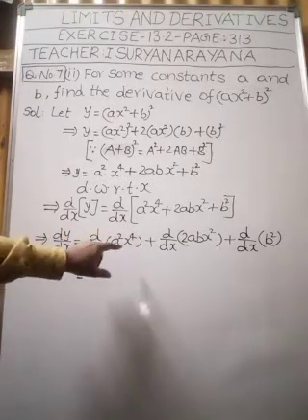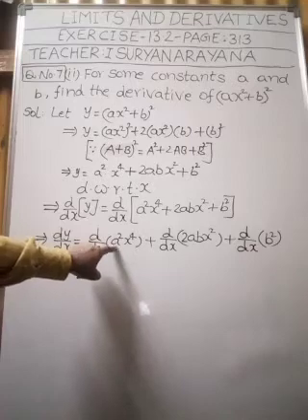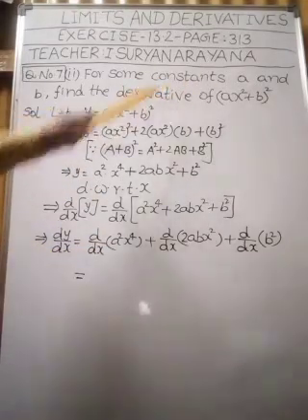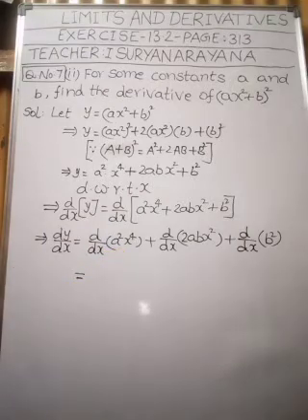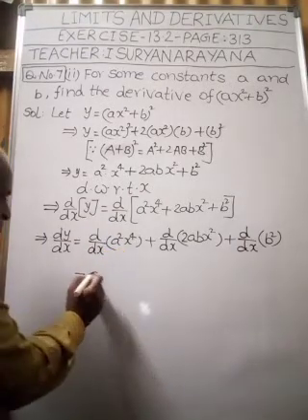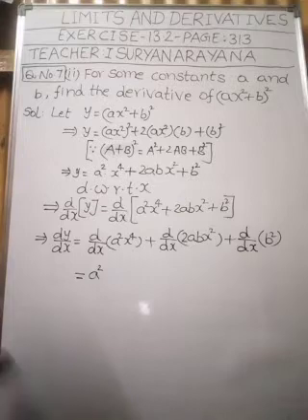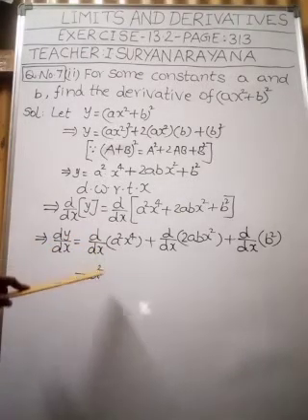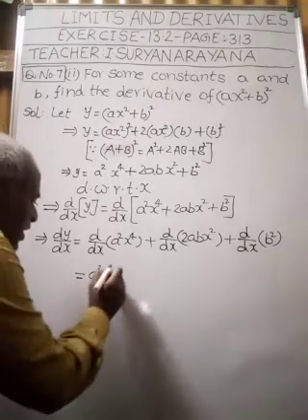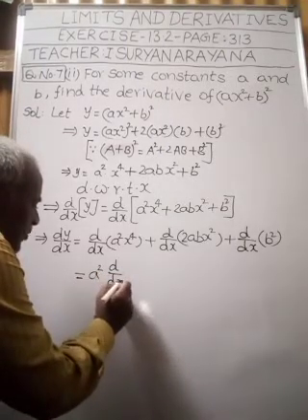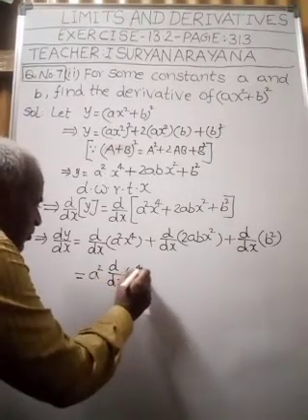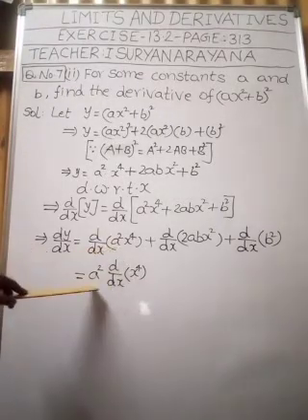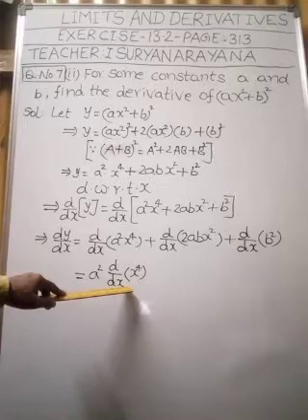If you observe this function, here a square is a numerical coefficient because a and b are constants. So a square is a numerical coefficient, so we can write it outside before the differential operator d by dx. A square into d by dx of x power 4. This is the first term. We can write this first term like this. Understood this first term, my children?